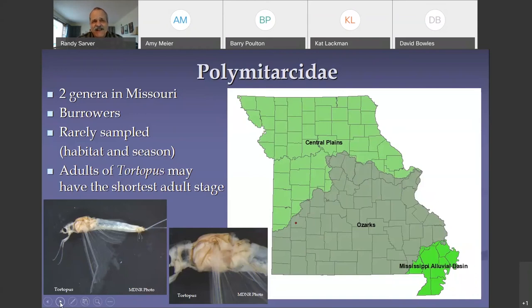They're pretty strong flyers, apparently, though. As far as Missouri goes, I've found them at the tennis court lights in Columbia. And for those of you that are familiar with Columbia, the tennis courts and the university are pretty far from the river. I mean, there's miles there. So they are apparently able to get up into the wind currents and travel a little ways. Next.